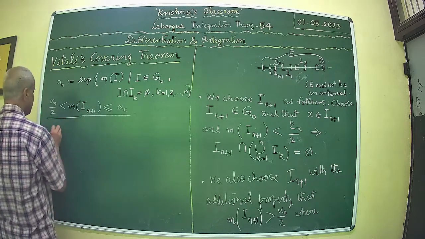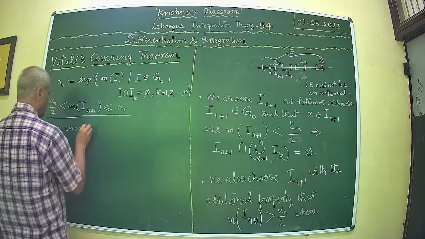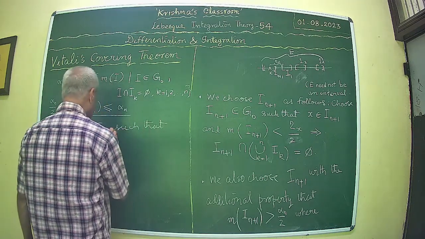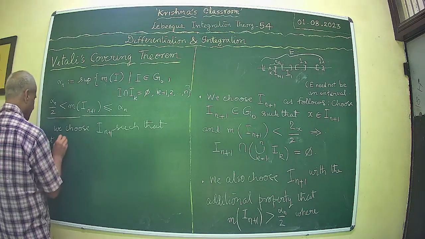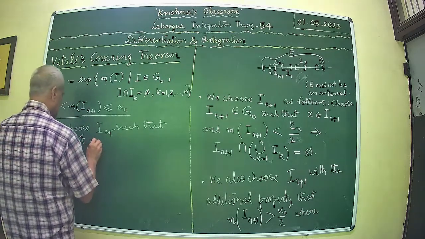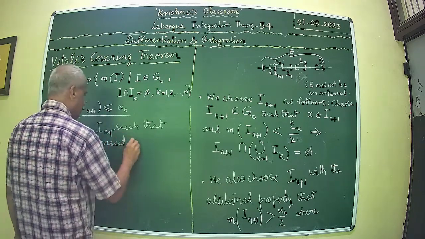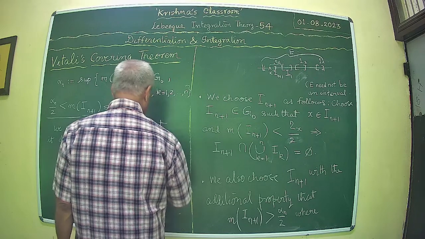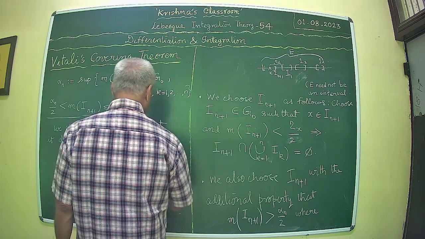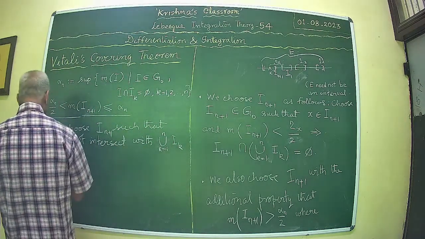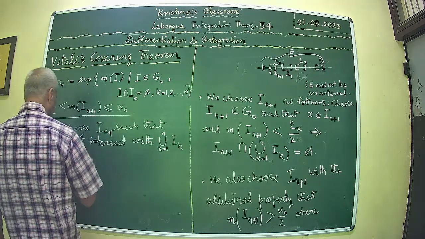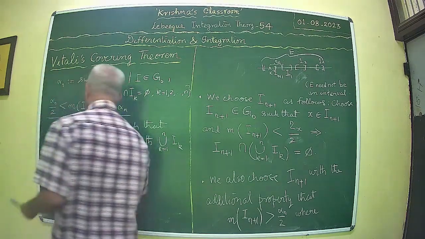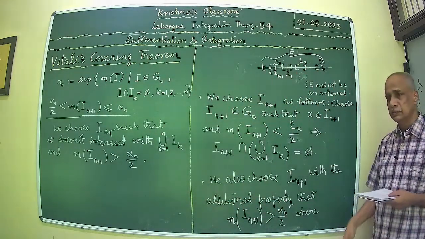So we have chosen I_{n+1} such that it doesn't intersect with I_1, I_2 union, and at the same time the measure of I_{n+1} is greater than alpha_n by 2. This is a specific choice.